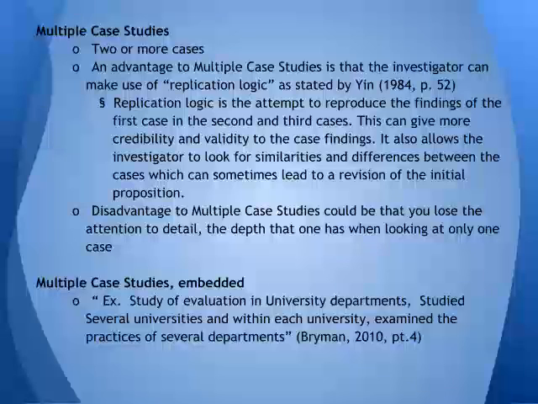A disadvantage to multiple case studies could be that you lose the attention to detail, the depth that one has when looking at only one case. And multiple case studies embedded. Here's an example. Study of evaluation in university departments. Studied several universities and within each university examined the practices of several departments.